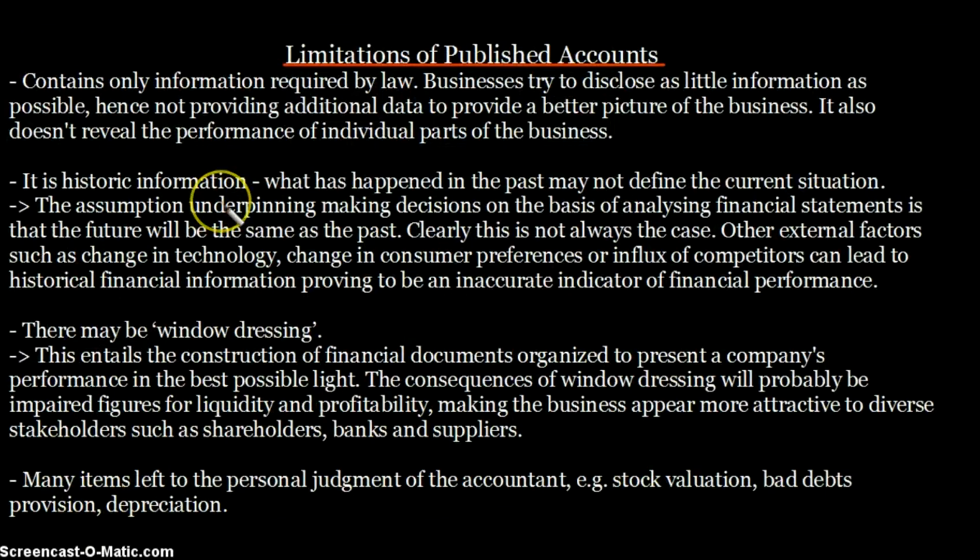So basically, it contains only information required by law. So of course, businesses, they are not very happy with publishing their accounts, but they have to, because it's a requirement by law, so that your potential shareholders, your investors can see if the business is worth investing in or not. So that's the main reason why government wants businesses to publish their accounts.